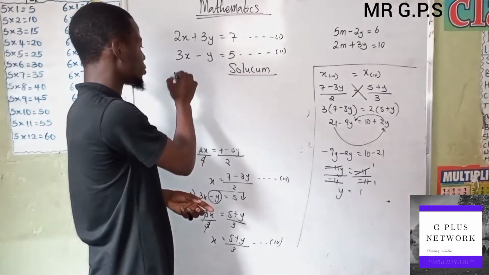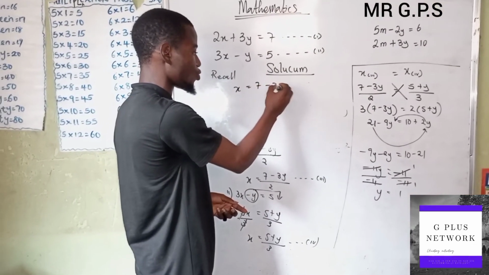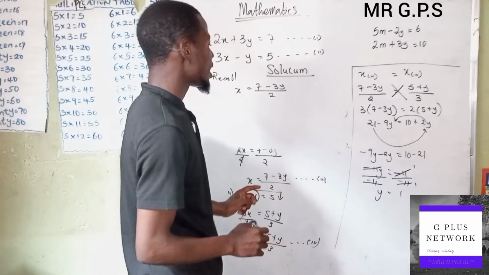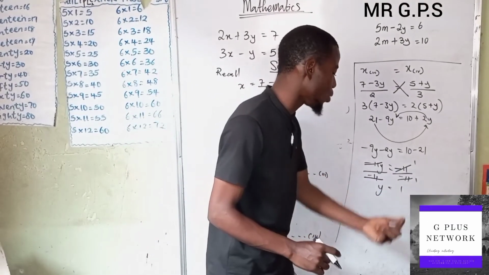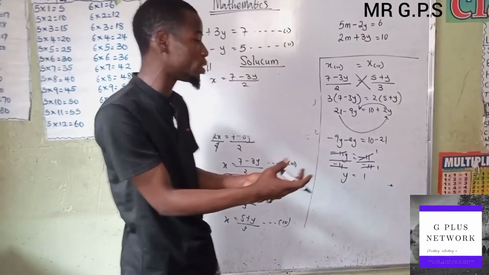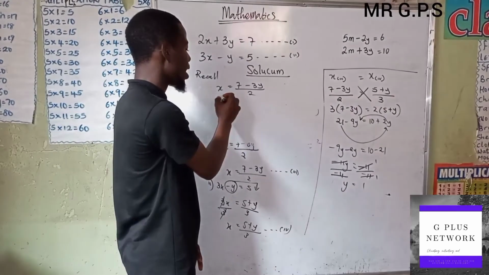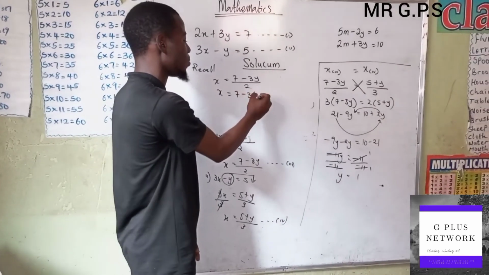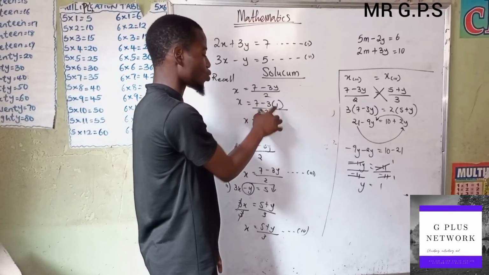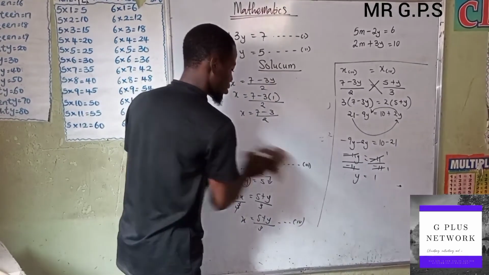Now recall that your x equals 7 minus 3y all over 2. Now your y is 1 here. I told you that if y is 1, anywhere we see 1 we'll put y, anywhere we see y we'll put 1, which means they are equal. Now anywhere I see y here, I'm going to put 1. So it's going to be x equals 7 minus 3 in bracket of 1 all over 2, which is x equals 7, 3 times 1 will give us what? 3, all over 2.